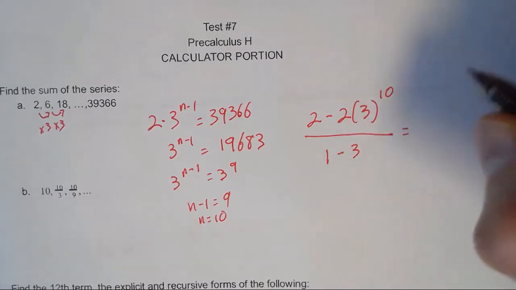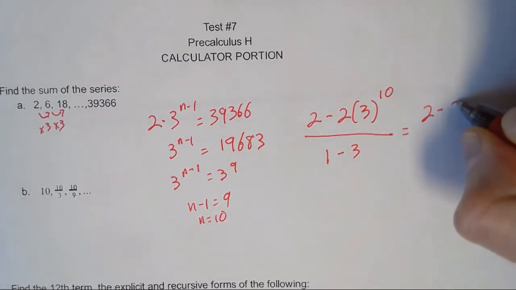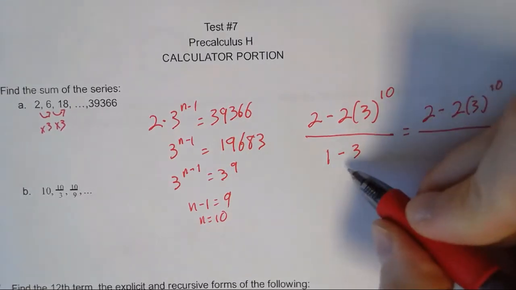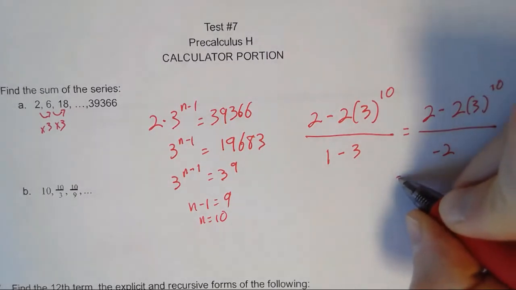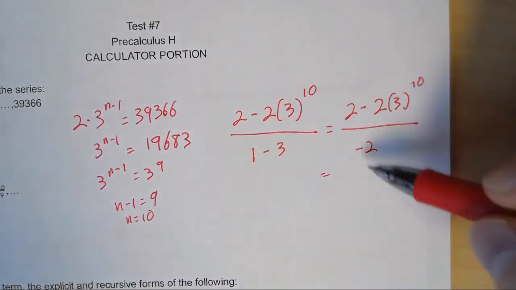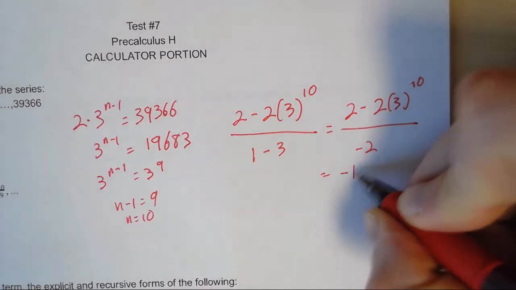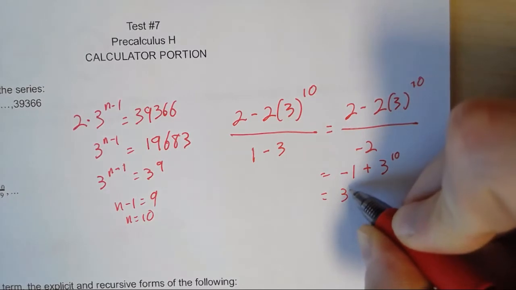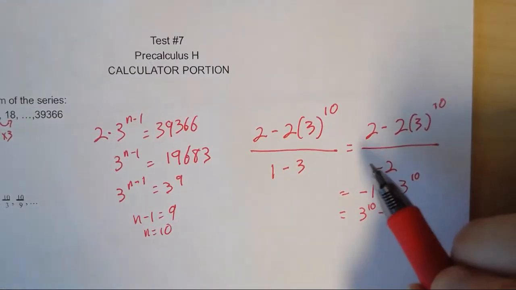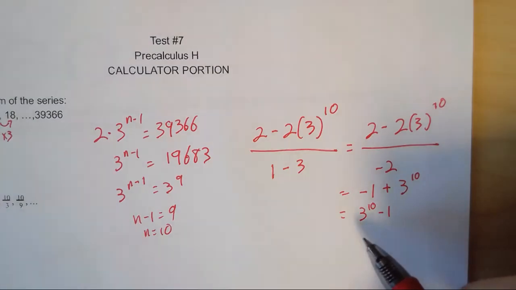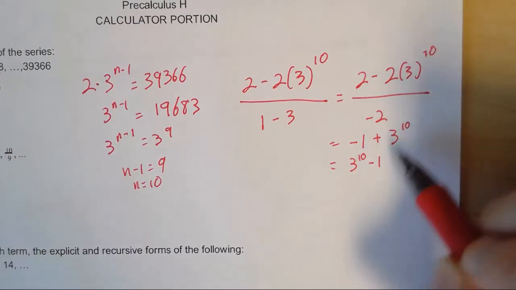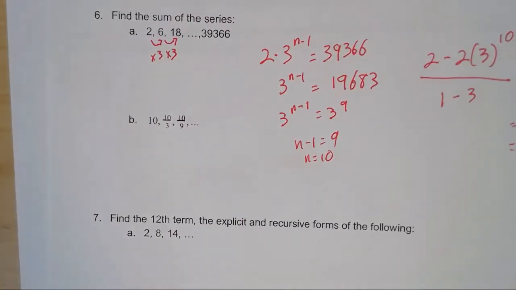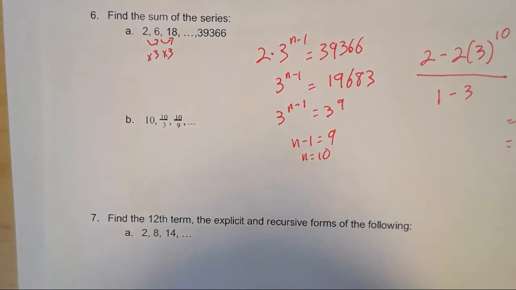Now, if you notice, we have a 2 as a factor of both terms on the top, and we end up with a negative 2 on the bottom. And so we can cancel out a negative 2 from all of these. So we have negative 1 plus 3 to the 10th, or 3 to the 10th minus 1. I'm not going to write out the decimal for you, but suffice it to say that that is equal to the finite sum.